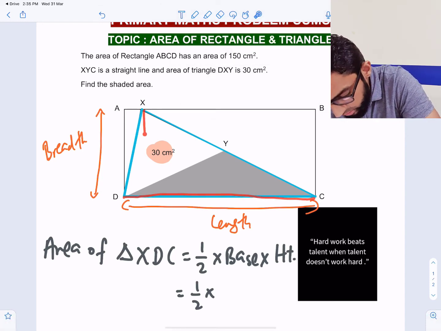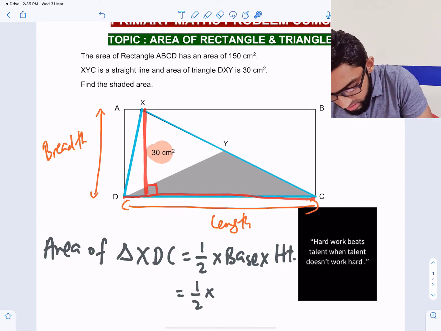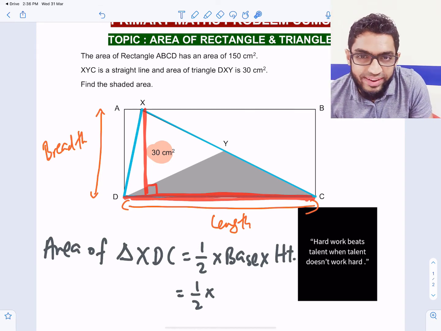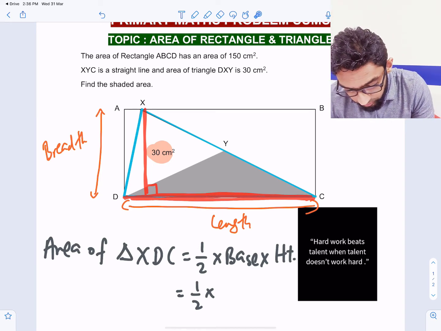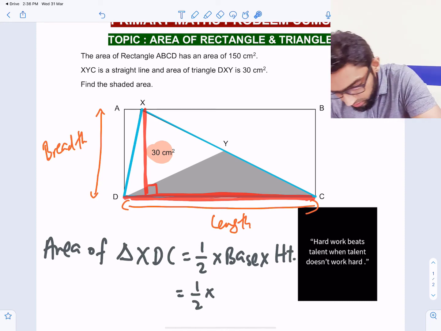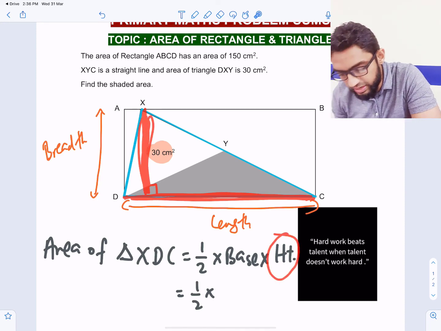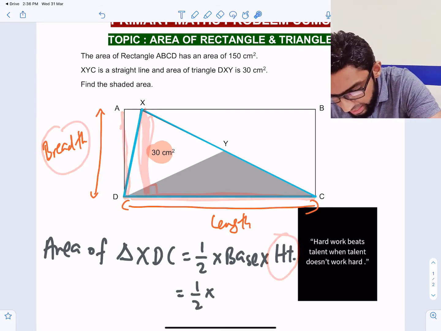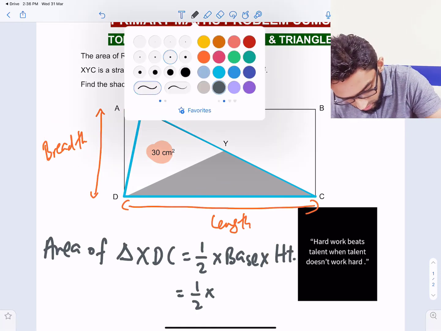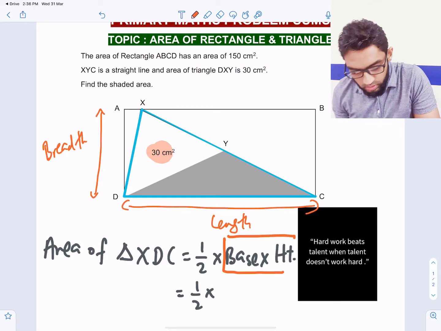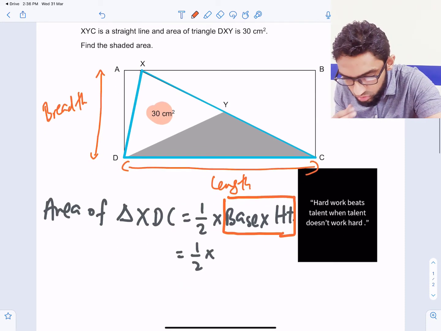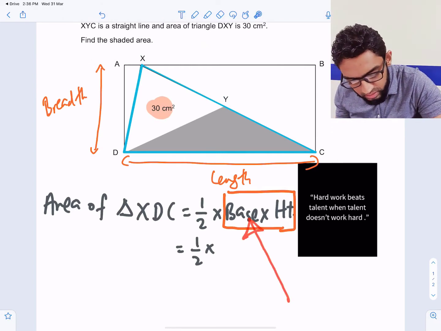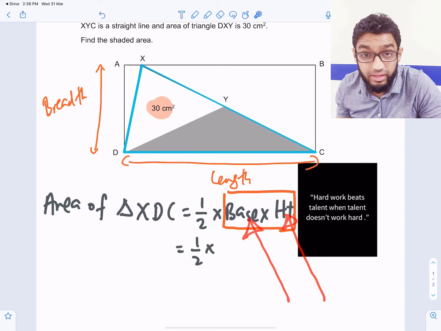The height is here. Now, if you realize, the base of the triangle is actually the length of the rectangle. The height of the triangle is actually the breadth. Exactly the same. So I can change this into the length of the rectangle and the breadth of the rectangle.